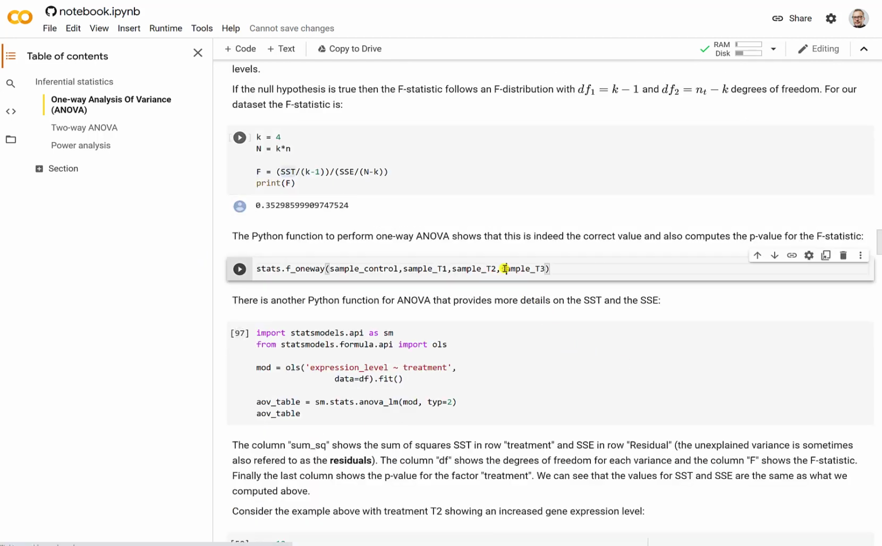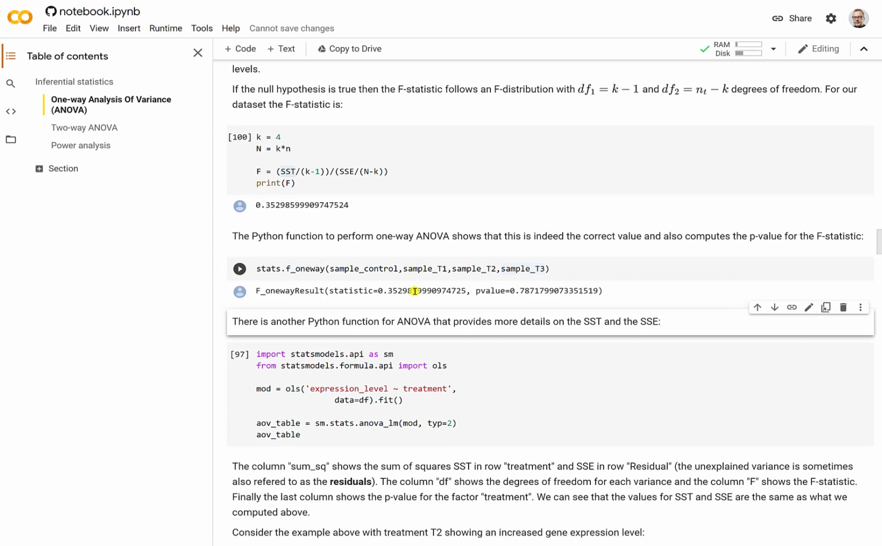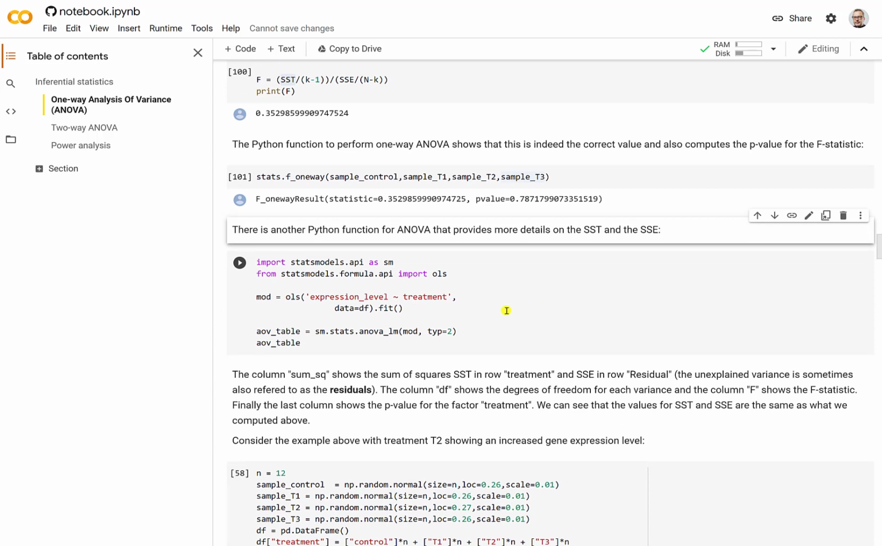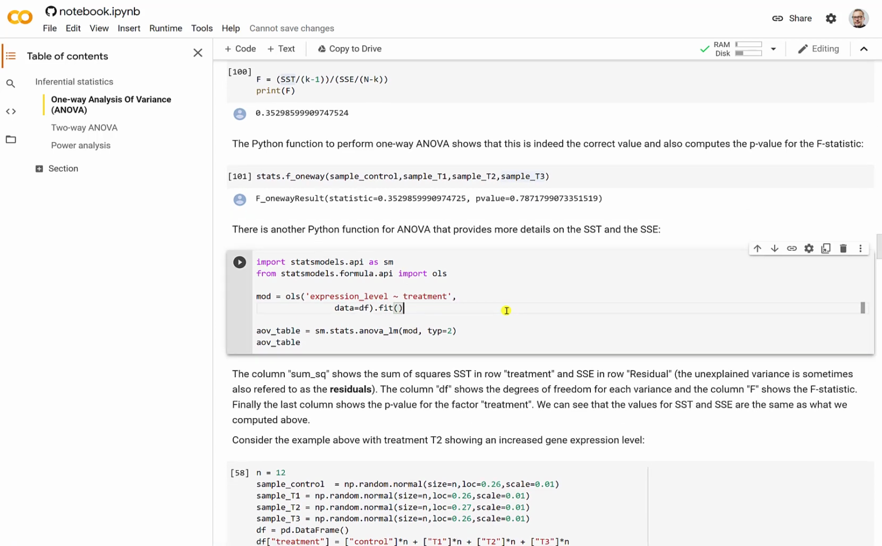And so now if we use our 4 samples, or our one data set with a factor with 4 levels, and we use the Python function to compute the ANOVA test, what we can see here is that indeed the F statistic has the same value as what we computed, and if you look at the p-value, that actually corresponds very well with what we found in the tool that I just showed you.